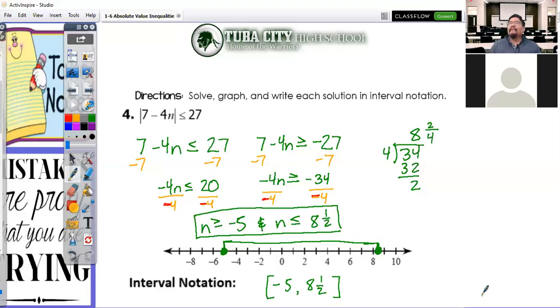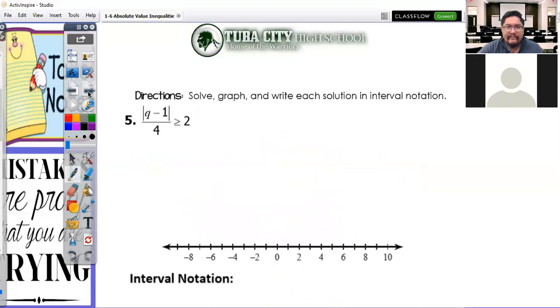Not too bad. And let's get ready to go to the next one. What does this next problem hold for us? All right, here we go. Ooh, a division.